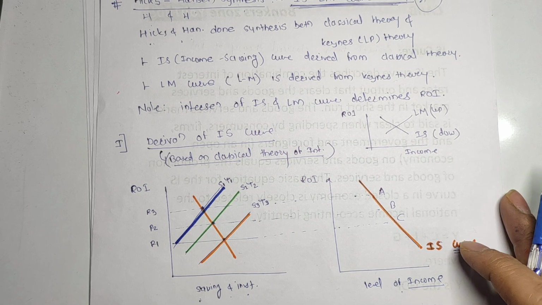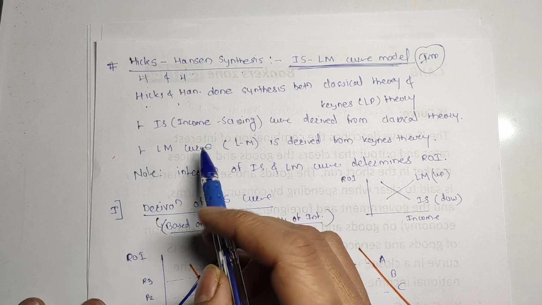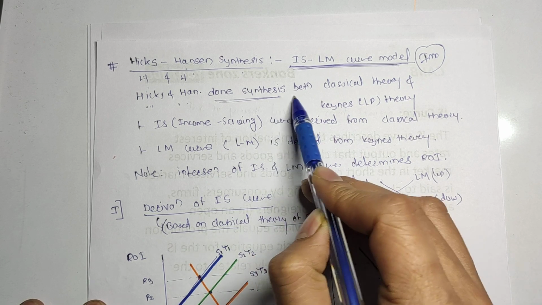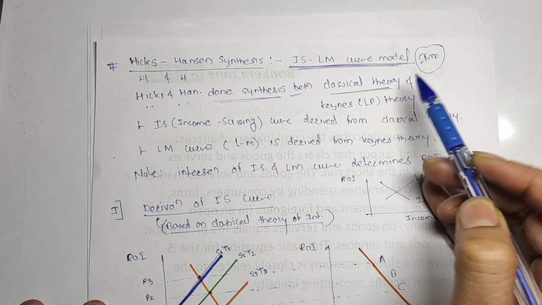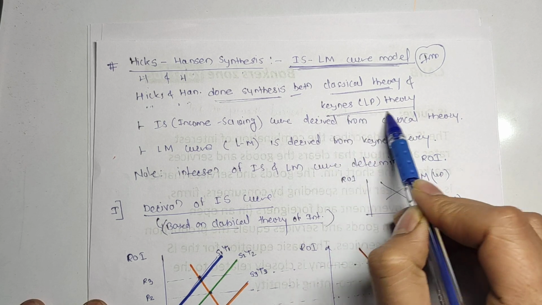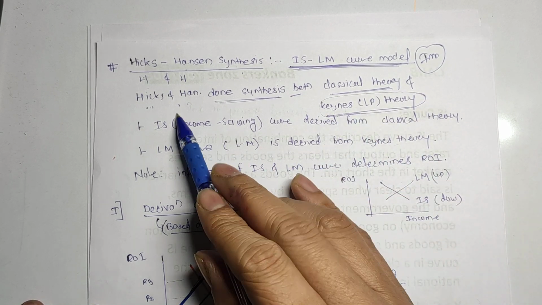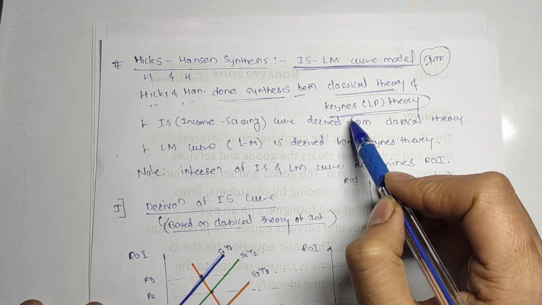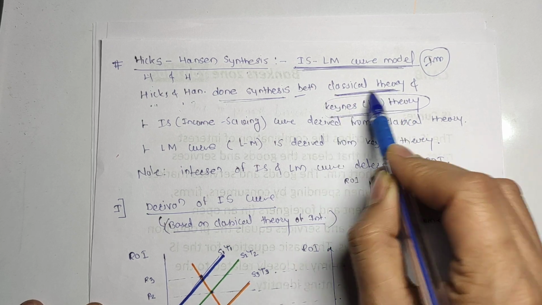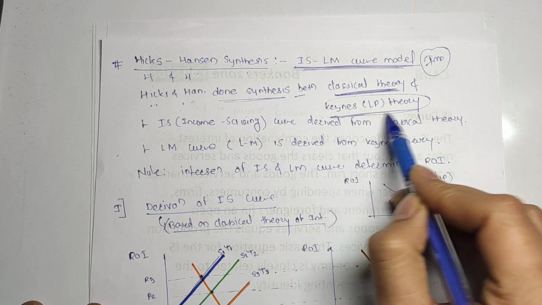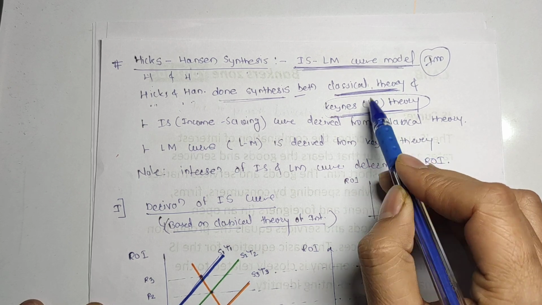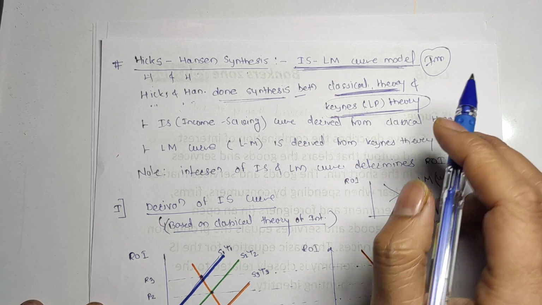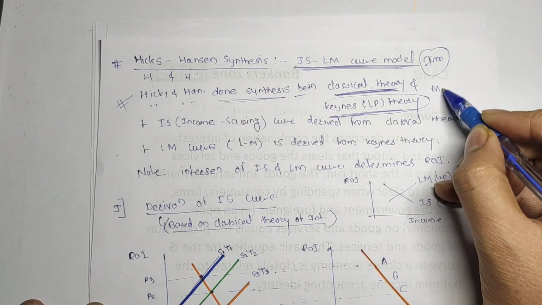So friends, remember what the important line is here. Hicks and Hansen made a synthesis between the classical theory and the Keynes theory. We have already studied the Keynes liquidity preference theory. What Hicks and Hansen did was synthesize, derive, and aggregate two theories: first the classical theory of interest and second the Keynes theory. That means they studied both theories and synthesized them to form something new. Okay, the first line is very important from your MCQ point of view.